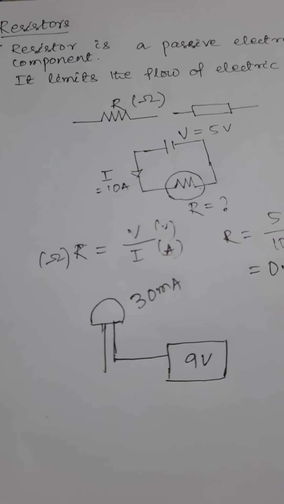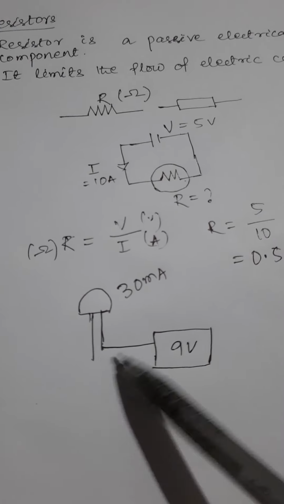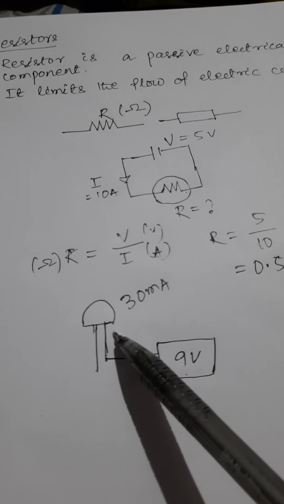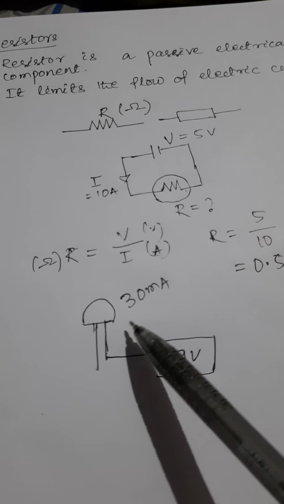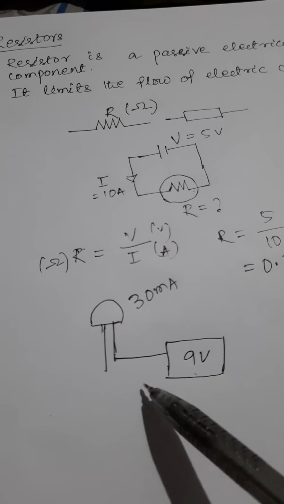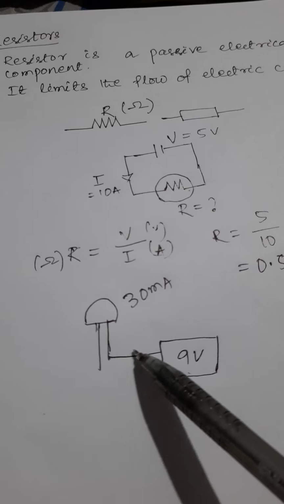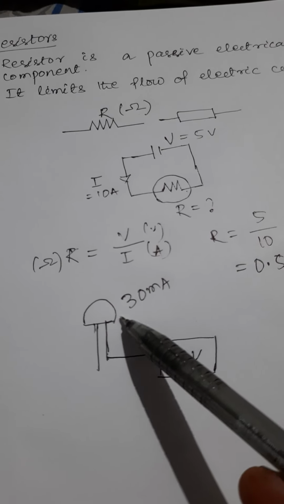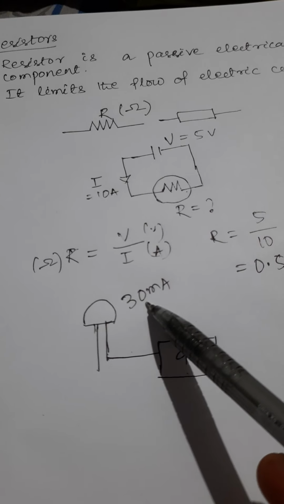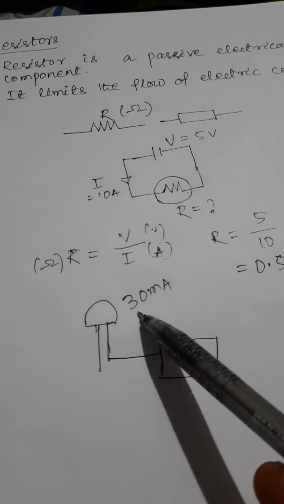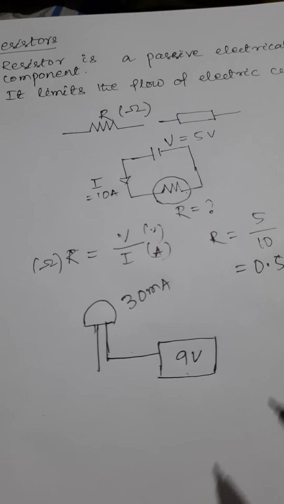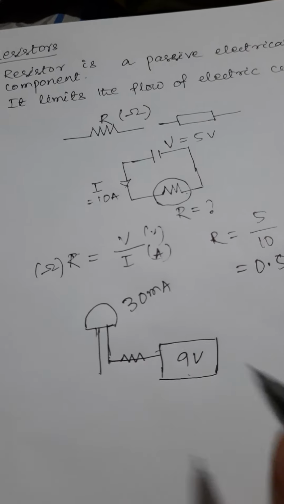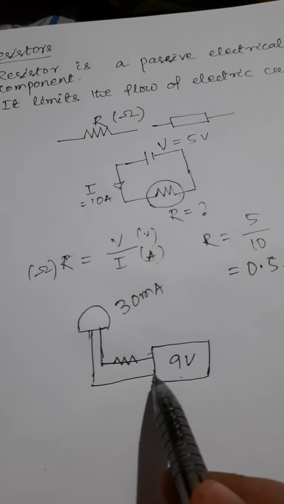Then we need to decide: if we connect this LED to this battery directly, then it might burn out. Then what do we need to do? We need to connect a resistor across this circuit so that it will limit the flow of the current through this diode, and it will give it exactly 30 milliampere of current to glow this LED. So here the positive terminal we will connect to the resistor here, and the negative terminal will be connected here.